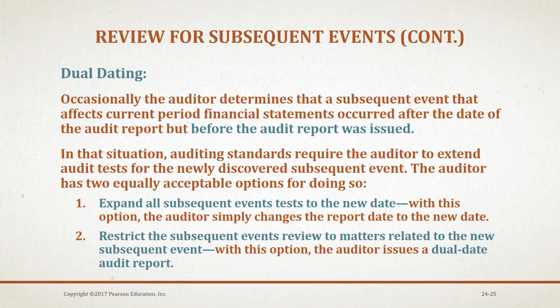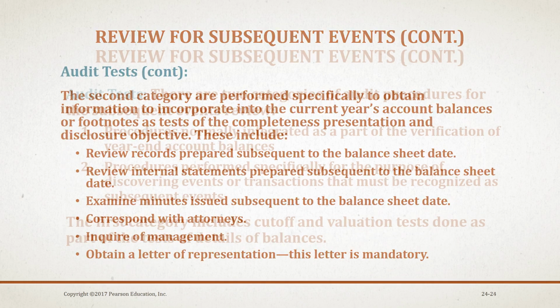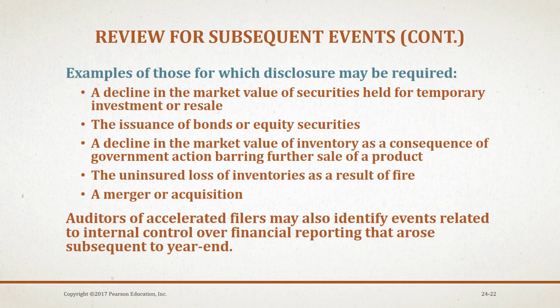The auditor has two choices here. Number one, expand all the tests to the new date. With this option, the auditor simply changes the report date to the new date. The second option would be to restrict the subsequent events review to matters related to the new event. So again, in the second option, let's go back to our little matrix that we had before.